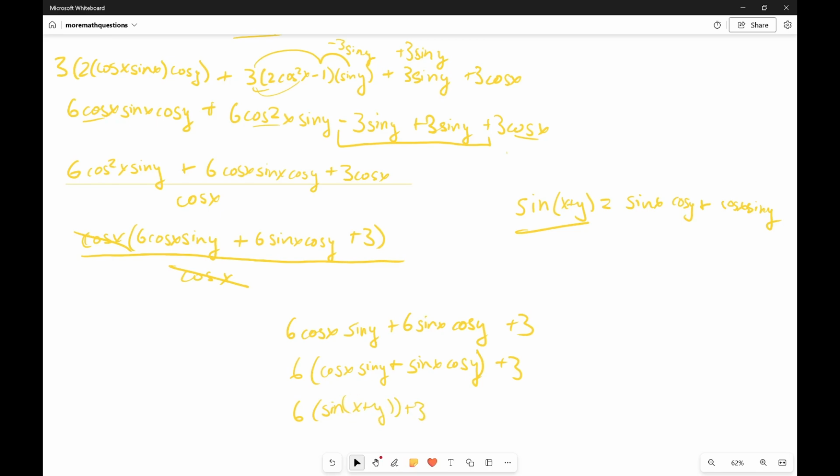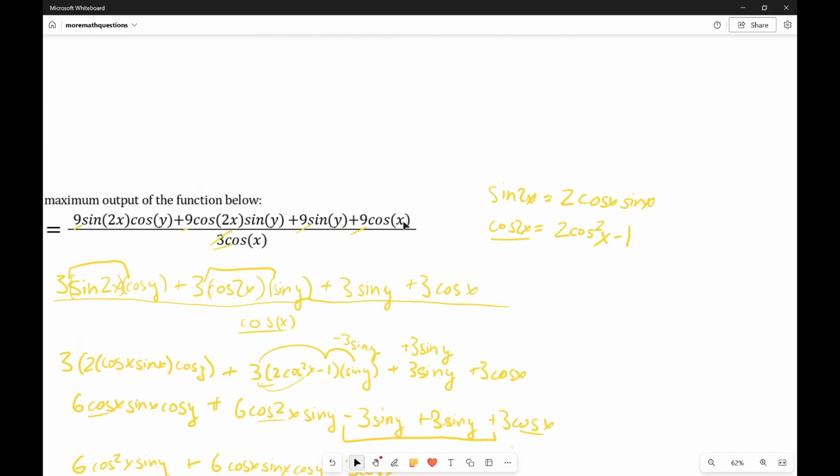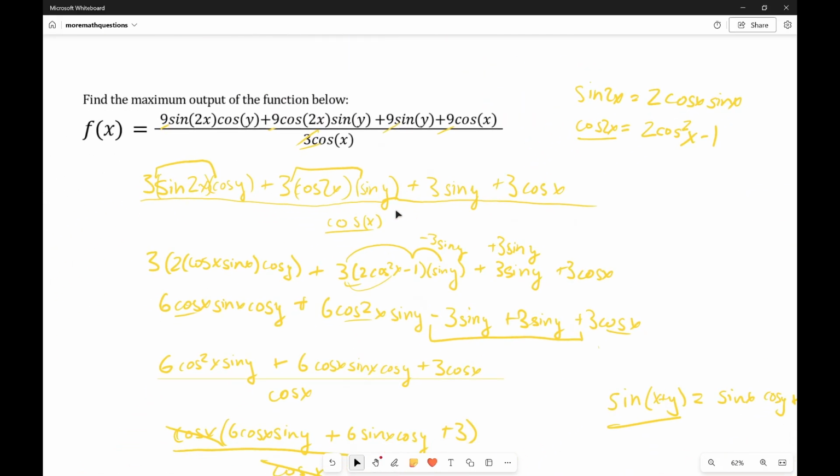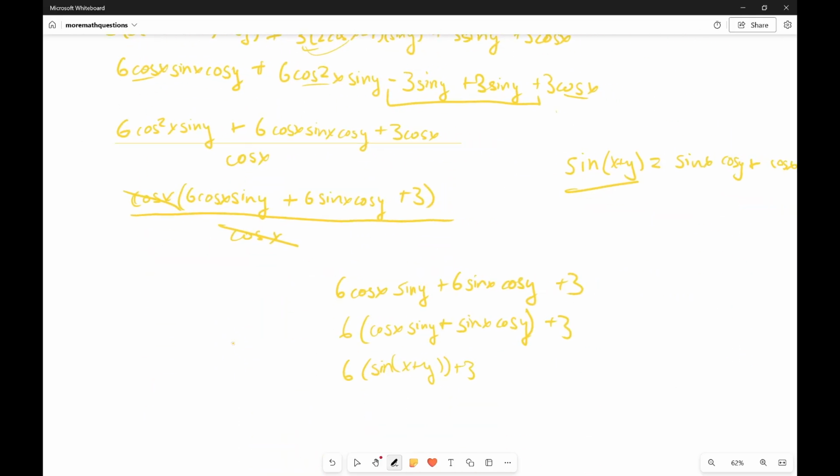Plus 3. Okay, now we want to find the maximum of the function. That's what it says. We want to find the maximum output of the function below. So what is the maximum output for the function sine? It is 1, right? Because sine of 90 degrees is 1. So the maximum output that sine of x plus y could be is just 1. And then when we substitute 1 over here, multiply by 6 and add 3, we get 9. And that right there will be our final answer.